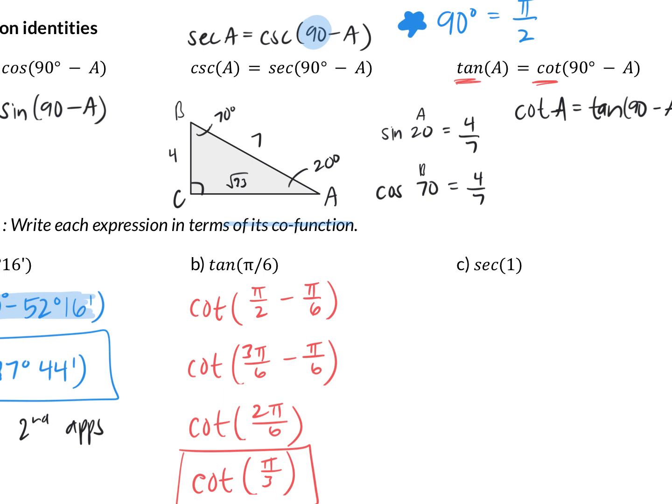So I would take the cosecant of not 90 minus 1, but pi over 2 minus 1, because it is in radians. Is that like negative pi over 2? Pi over 2 minus 1? Yeah. Nope, we can just leave it like that. Pi over 2 minus 1.